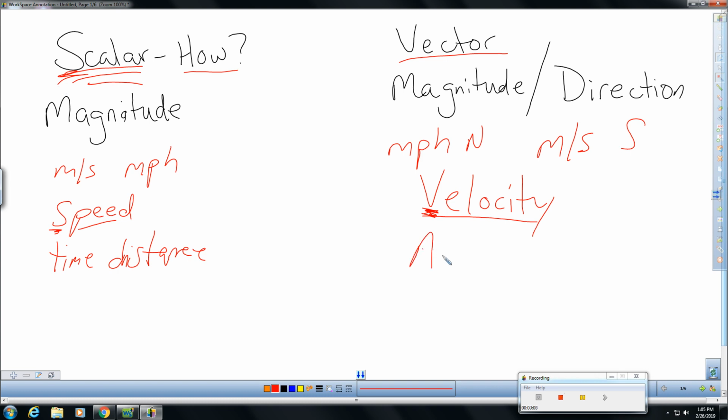Also inside of here we have acceleration, because acceleration is really just the change in your velocity. How fast did your velocity change? So that's kind of just getting us set up. Scalar is the how, vector is the how and where are you going.